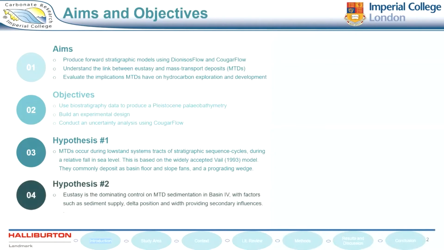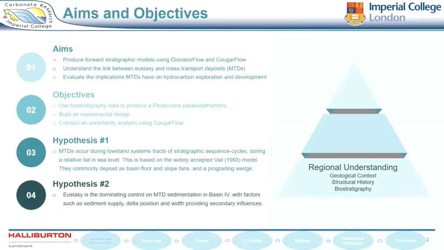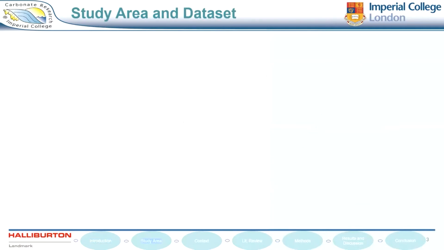The second hypothesis incorporates the fact that sea level is the dominating control on MTD sedimentation in Basin 4, with factors such as sediment supply, delta position and width providing those secondary influences. So the main workflow incorporates the regional understanding, the design experiment, and finally the conclusions, including the hydrocarbon implications.